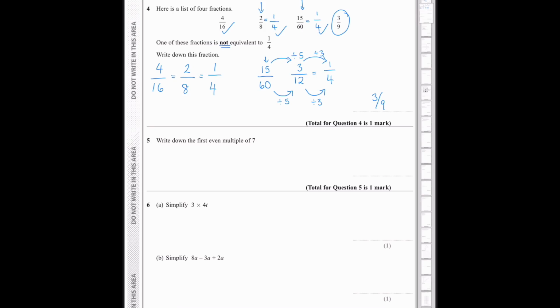Question 5 says to write down the first even multiple of 7. So, multiples of 7. Now, come on, guys. I've seen so many mistakes with factors and multiples. A multiple of 7 means the multiplication table, the times table. So, the 7 times table: 7, 14, 21, 28. So the first even multiple of 7 is obviously 14, because 14 is an even number and it's the first even one in the 7 times table.